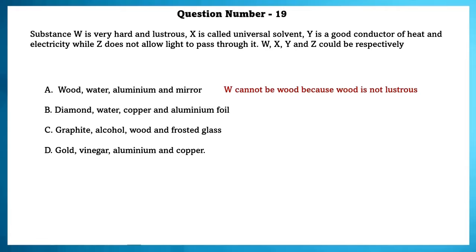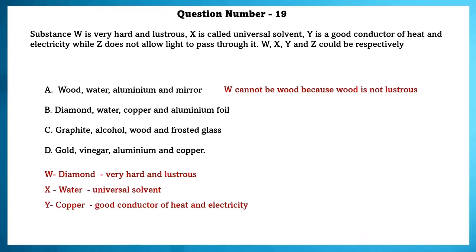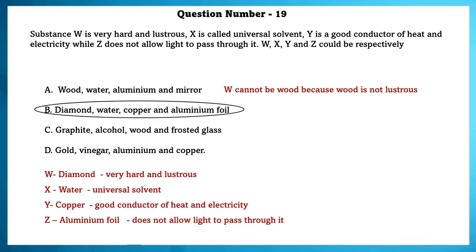In the B option, W is a diamond and it satisfies the given definition. Yes, it is very hard and lustrous. X is water. It is a universal solvent. Y is copper. It is a good conductor of heat and electricity. Z is aluminum foil. It does not allow light to pass through it. Therefore, all the conditions are met in the B option. So the B option is the correct option.